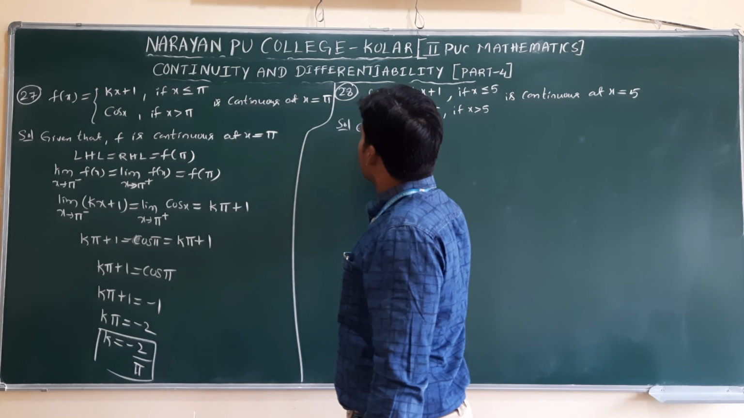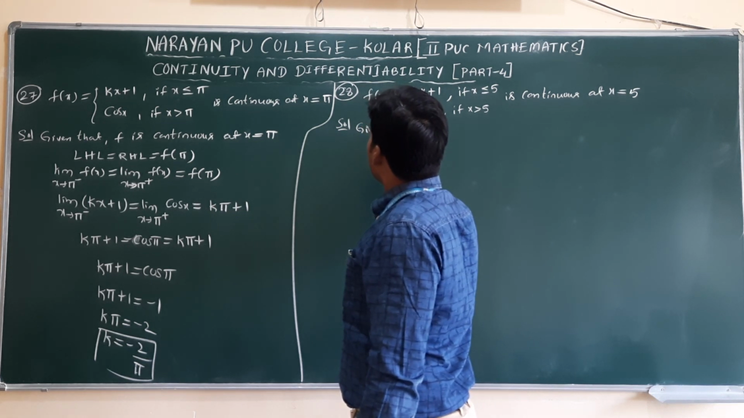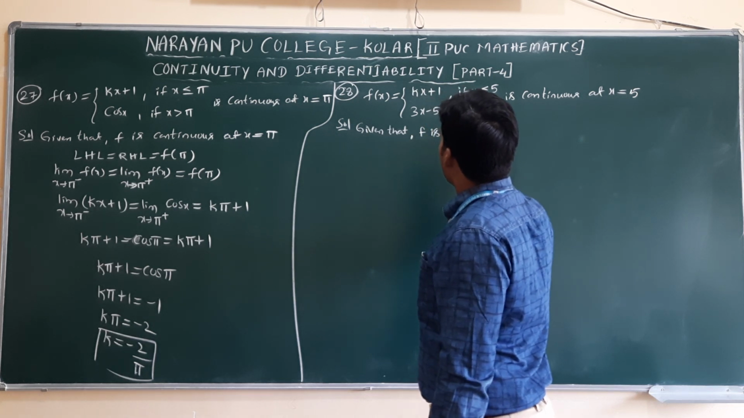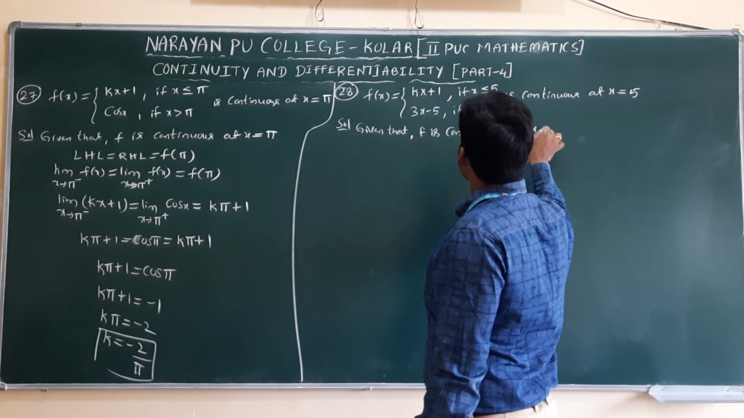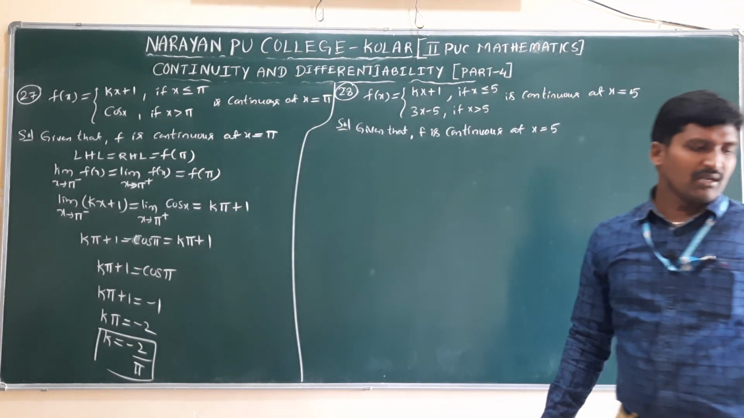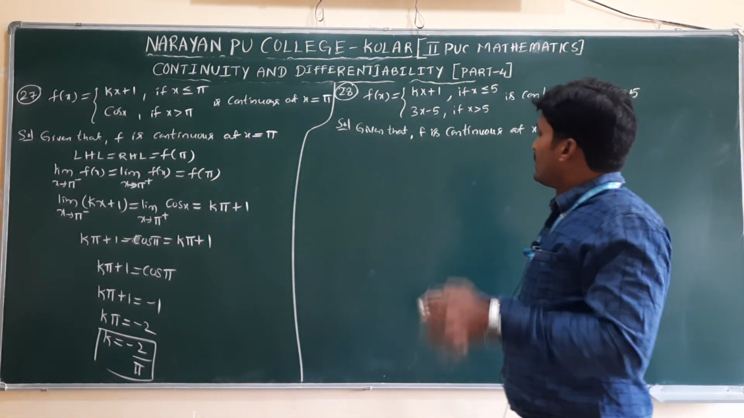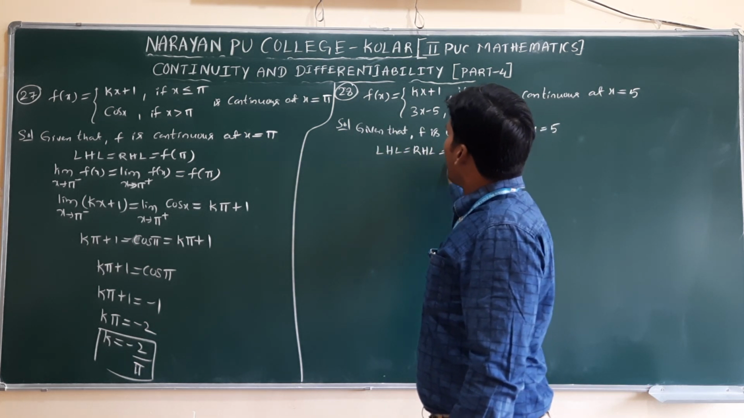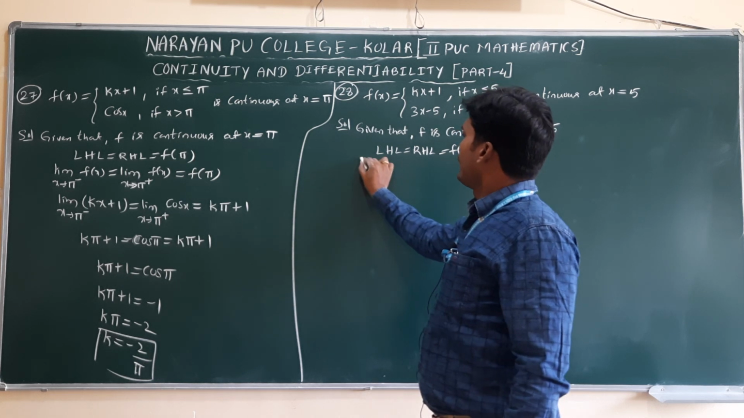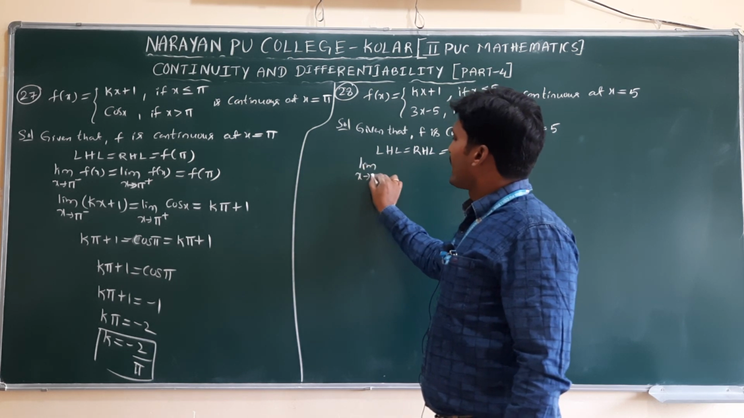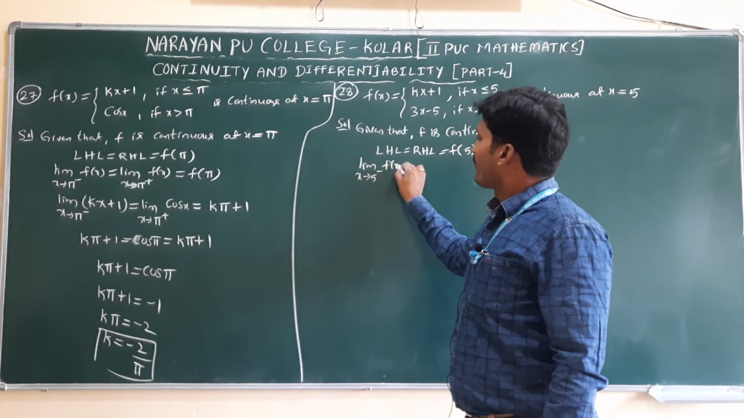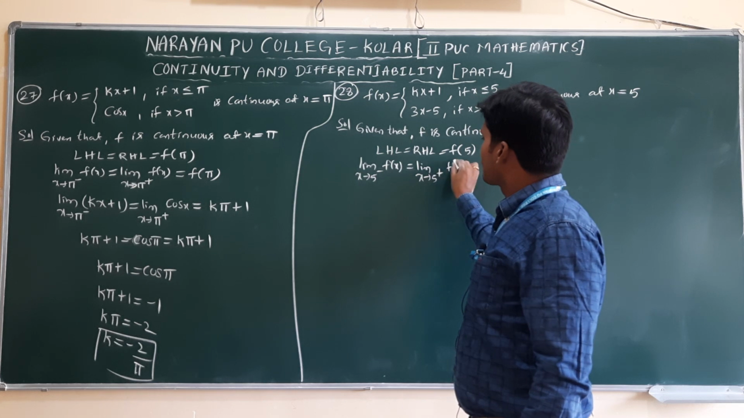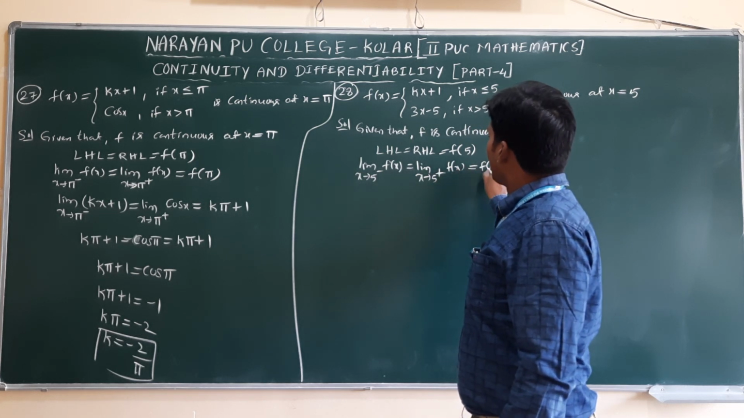Now given that f is continuous at x equal to 5. Here also less than and greater than are involved in the function. That's why I'll use it, since continuity is already given. I'll use LHL equals RHL equals f of 5. LHL means limit x tends to 5 minus f of x equals limit x tends to 5 plus f of x equals f of 5.